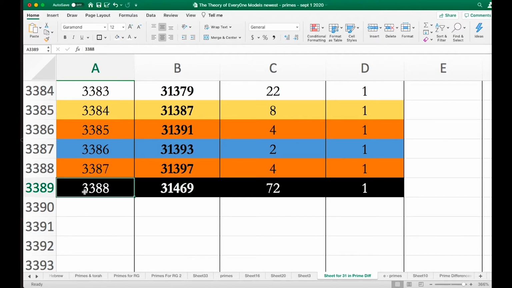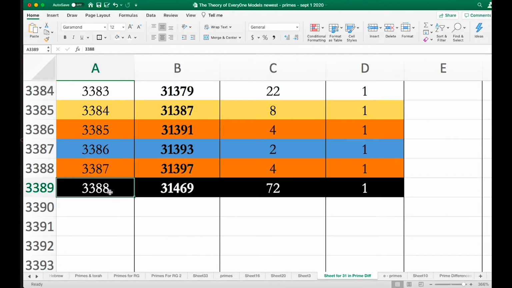The 3,388th prime number in the sequence has a difference between it and its previous of 72. And that difference only occurs one time within the over 9,000 prime numbers that I looked at. And guys, that makes perfect sense.